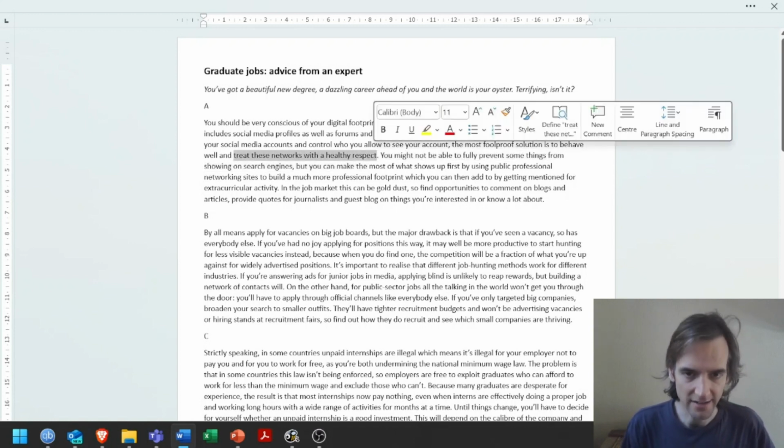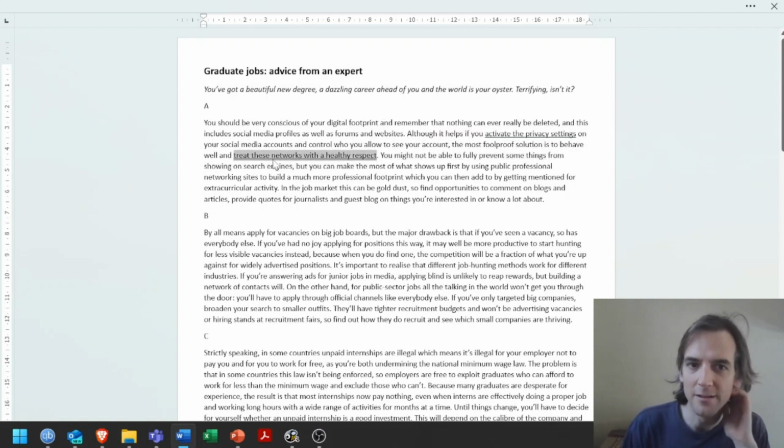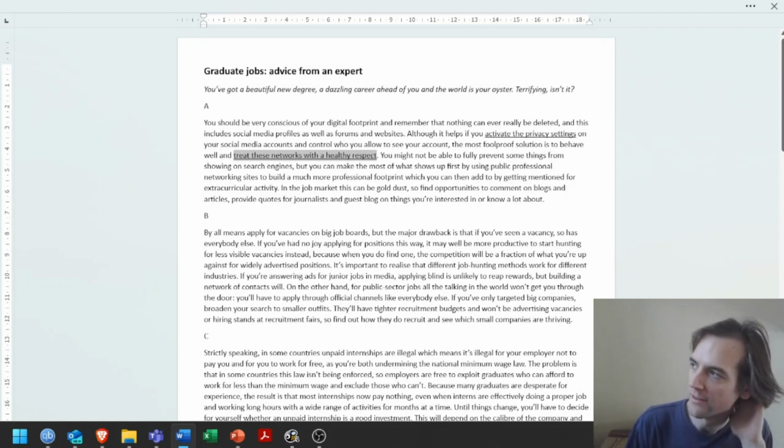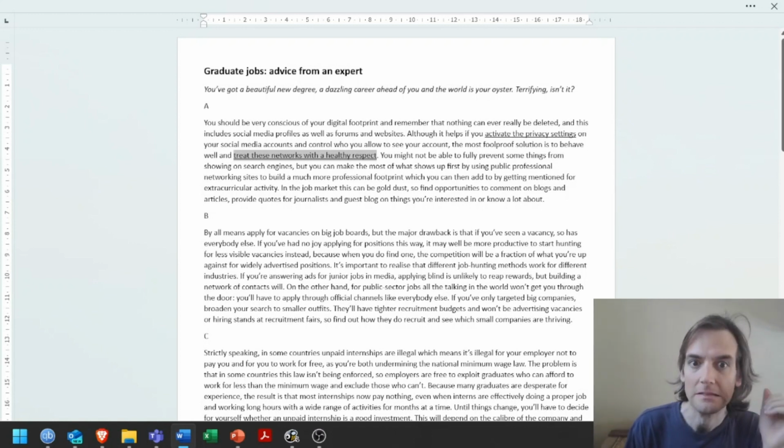I quite like this idea because that seems to me like you could make a synonym out of it. Instead of treat these networks with a healthy respect, you could say deal with social media with a good amount of consideration. I'm making this up in my head, obviously, but something like that. Treat them with respect, deal with social media with a good amount of care, respect, something like that.